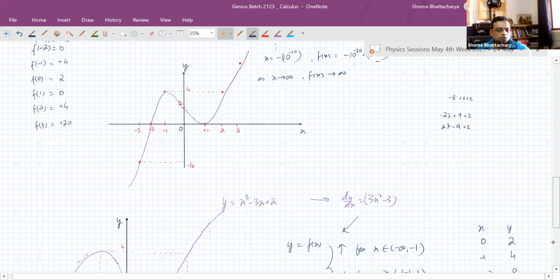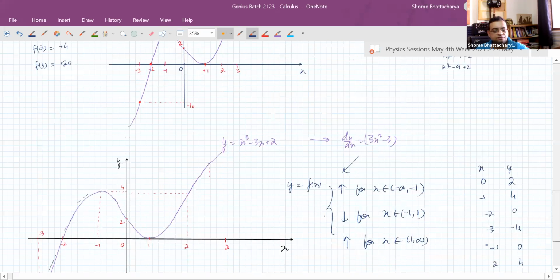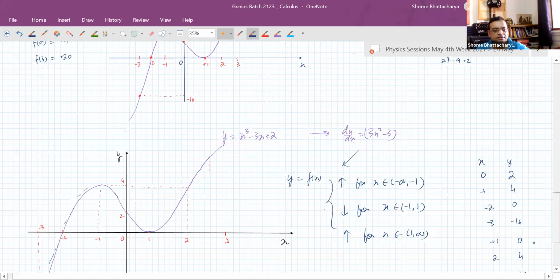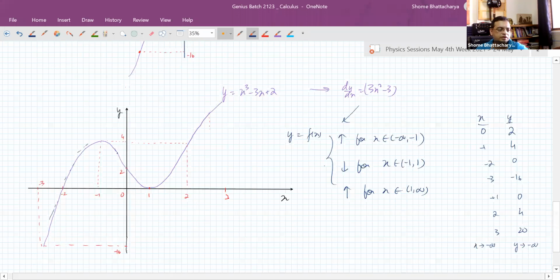So, and also, very importantly, when x tends to minus infinity, the value of y also tends to minus infinity, which you can see in the graph, that this line will go up to infinity on the negative side, and on the positive side also it will go up to infinity. So as x tends to infinity, y tends to infinity.